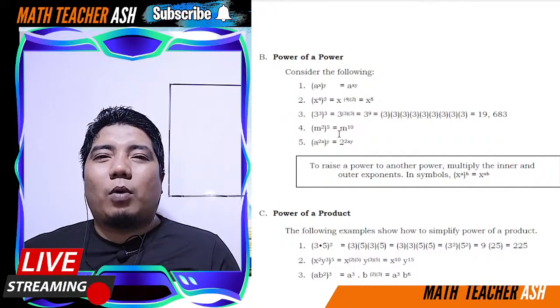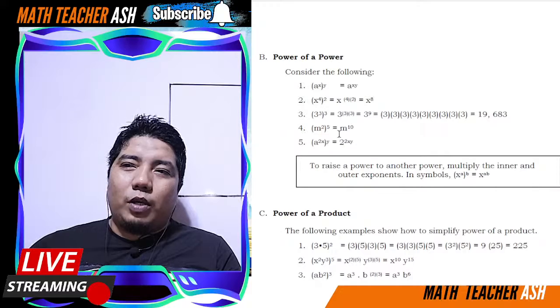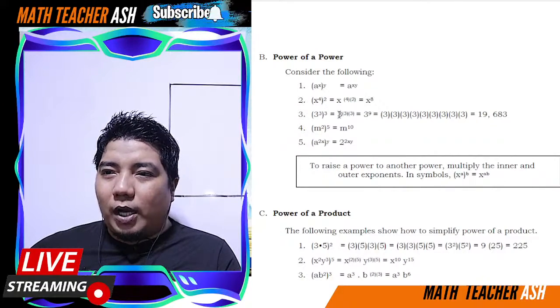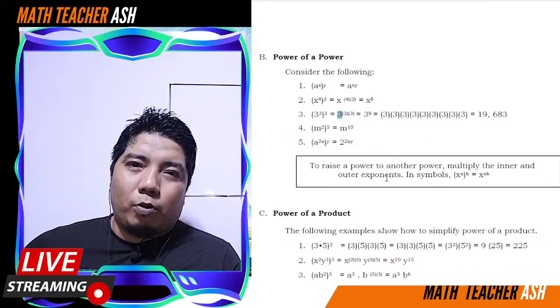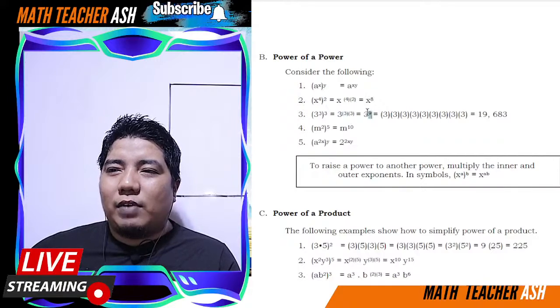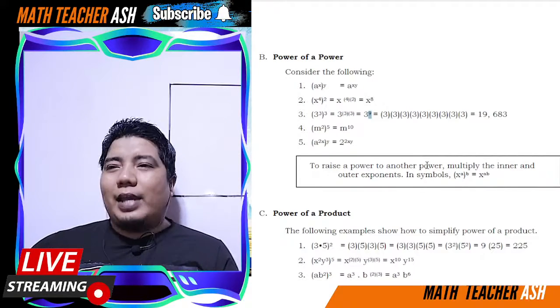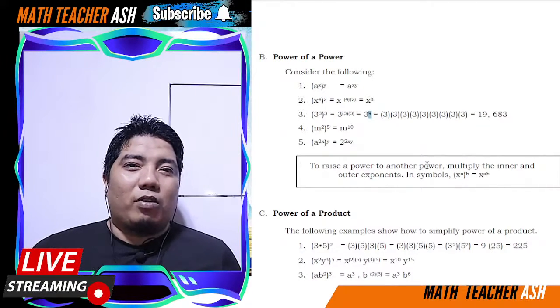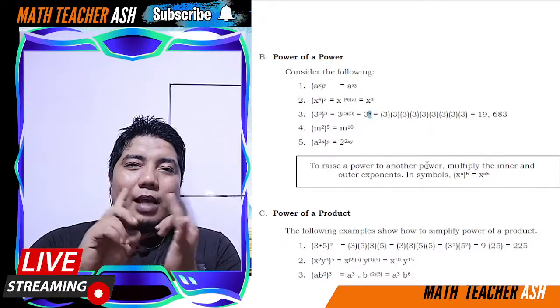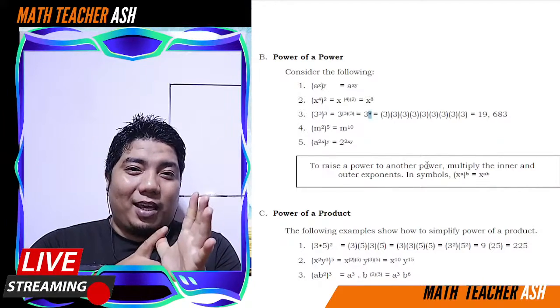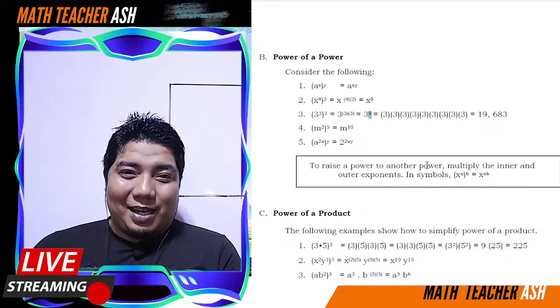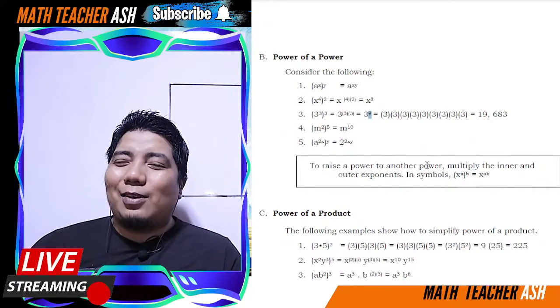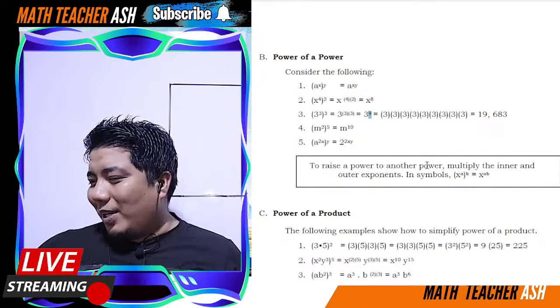But following the power of a power rule, what you can do is you just copy 3, alright, this one, and then you multiply the exponents. 3 times 3, that is 9. So giving you 3 to the power of 9. And when you simplify 3 to the power of 9, that means 3 times 3 times 3 times 3 times 3 times 3 times 3 times 3 times 3, which will give you 19,683.